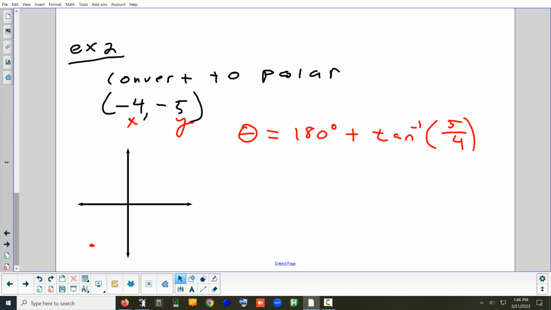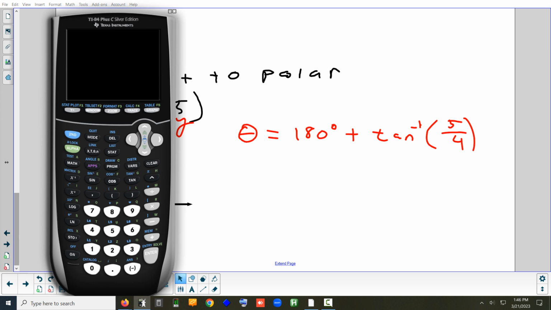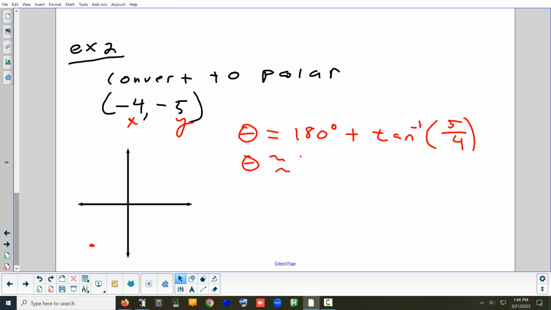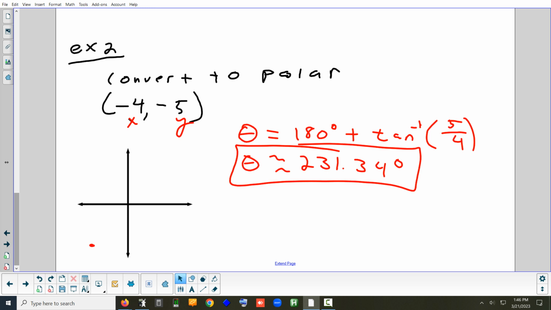If we get an angle that doesn't come out nice, we'll just round it to 2 decimal places. So 180 plus inverse tangent of 5/4 is 231.34. Now, since we rounded the angle, we might as well round the radius. It doesn't make sense to write the radius as a square root as an exact answer, because we already have something that's not exact. So if we're going to use decimals, let's just use decimals for all of it.